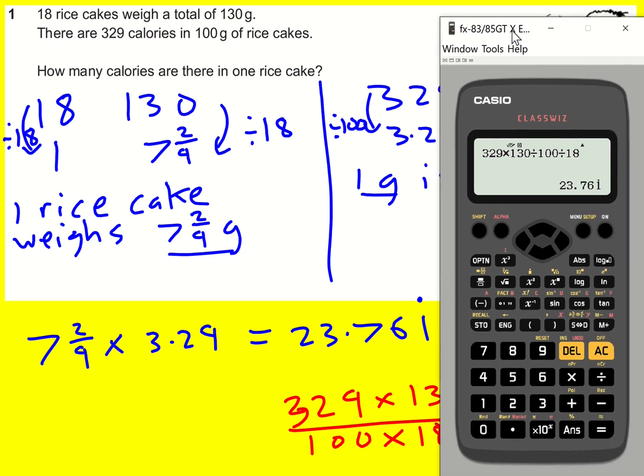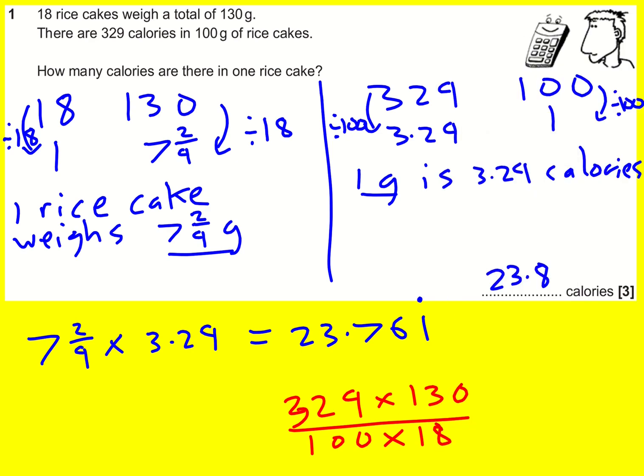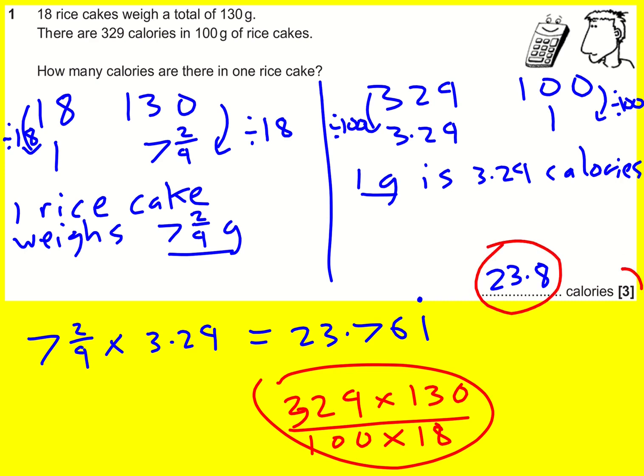So that is the answer. But you've got to think, why am I doing this fraction? Whereas if I take it step by step and just work out what 1 gram is, what 1 rice cake weighs, and so on, then the answer is more clearly obtained.